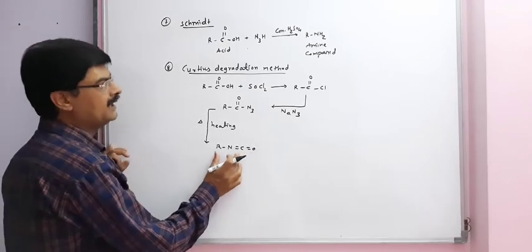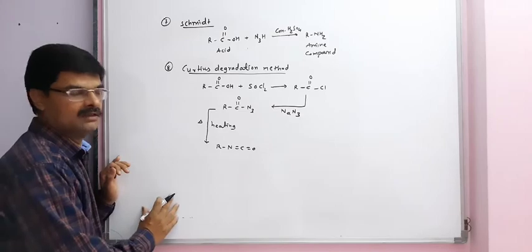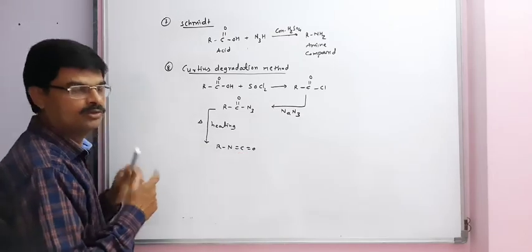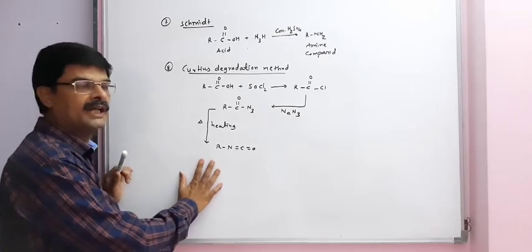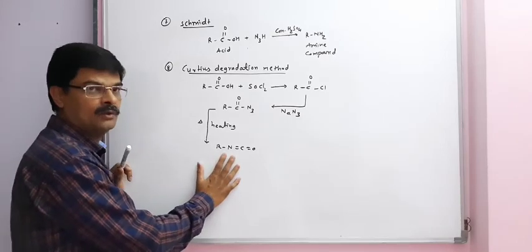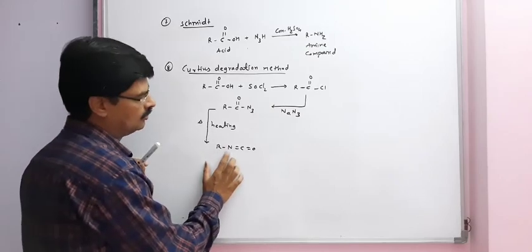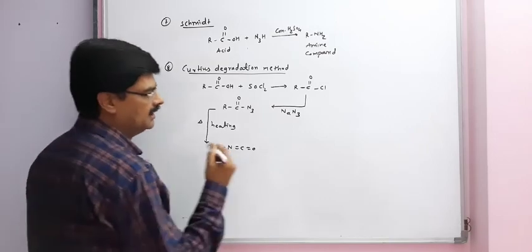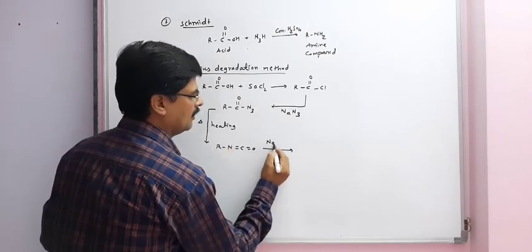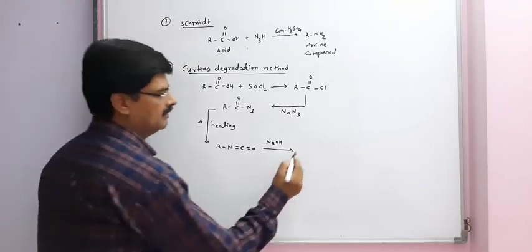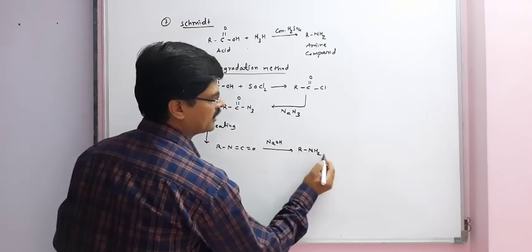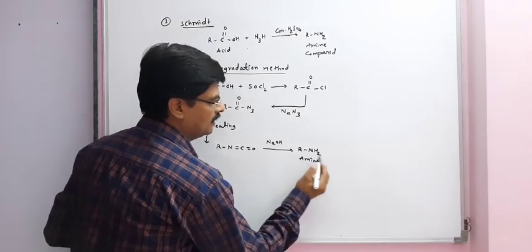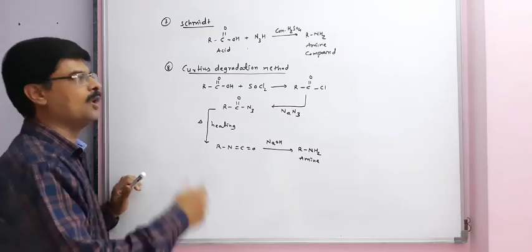If we compare the Curtius degradation method with the Hofmann bromamide method, in the Hofmann bromamide method also, the alkyl or aryl group was shifting from carbon to nitrogen. Here also, the R group is shifting from carbon to nitrogen. And finally, on reaction with NaOH, we get the product RNH2, that is amine. So these were some methods to obtain amines.